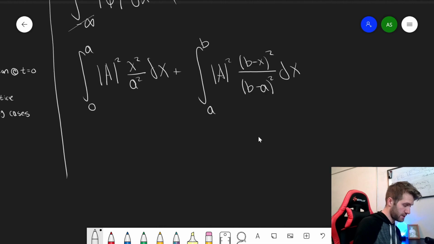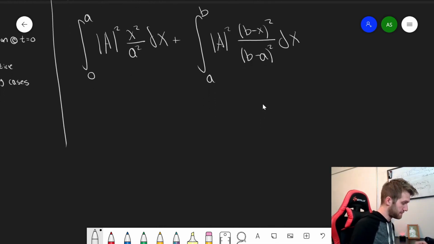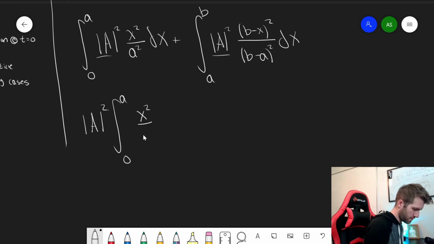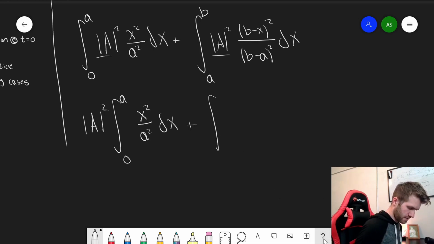And at this point, we can just solve these integrals explicitly. So let's take this term out, and I'm going to remove some of these non-x dependent terms. So we're going to have our A squared, and that's going to be the integral from 0 to a, where we have x squared over a squared dx plus, oops, I forgot to pull those constants out.